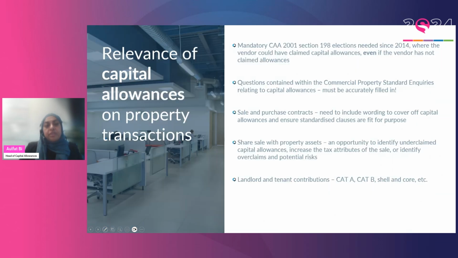The relevance of capital allowances on commercial property transactions is that, since 2014, the law changed, which meant that if a vendor could have claimed capital allowances and either they haven't or they haven't utilised all the allowances, the only way a buyer can obtain those allowances is if they enter into what's called a Section 118 election. If the Section 118 election isn't done, it's quite likely it'll be difficult to obtain those allowances.